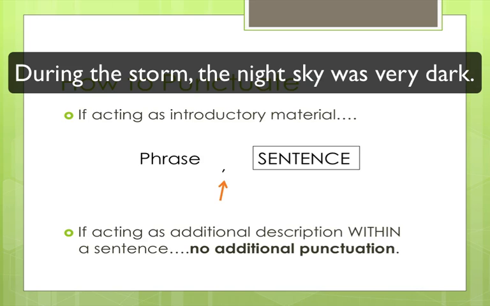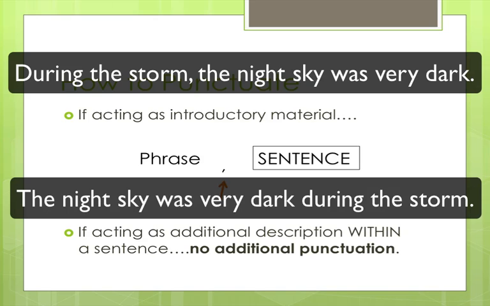So since we're using those phrases as intro material, they need to be intro material, then a comma, then the rest of your sentence. Now, if you are using those same exact phrases later in your sentence, and they're just integrated into the sentence, then there is no additional punctuation needed. For example, instead of saying, during the storm, comma, the sky was very dark, you could just rewrite that and say, the sky was very dark during the storm. And then you have a complete sentence, no additional punctuation needed. You just transition right into your phrase.